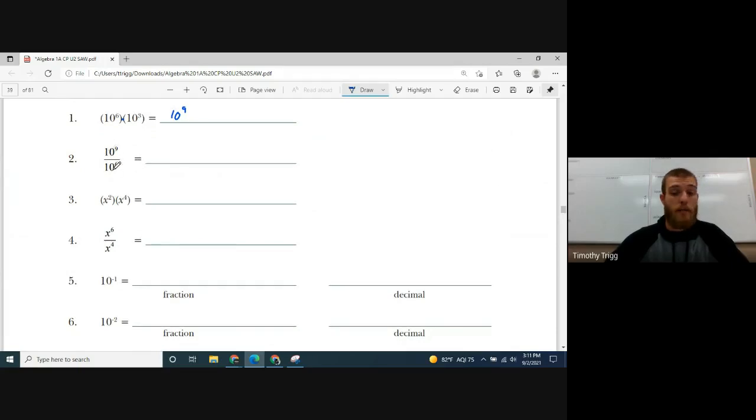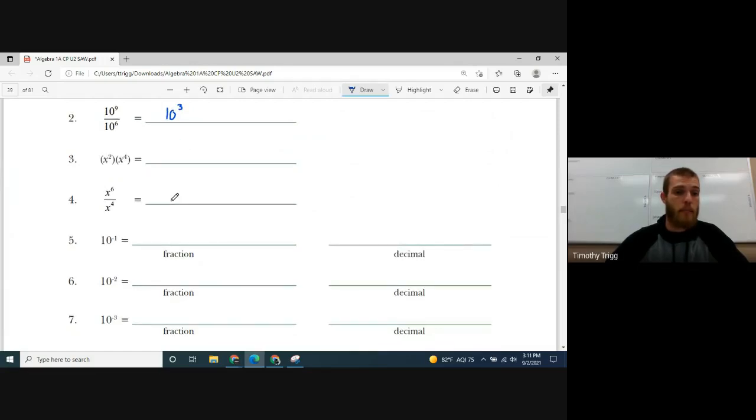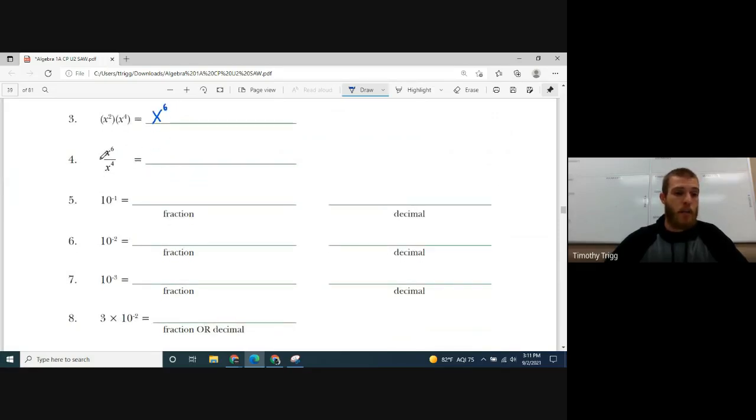Here, same base being divided, you would subtract these powers. So that's 10 to the power of 3. 9 minus 6 is 3. This would be x to the power of 6. Again, adding the powers. Here, this would be x to the power of what? What do you think? Well, here you'd subtract those powers, so that's 2.